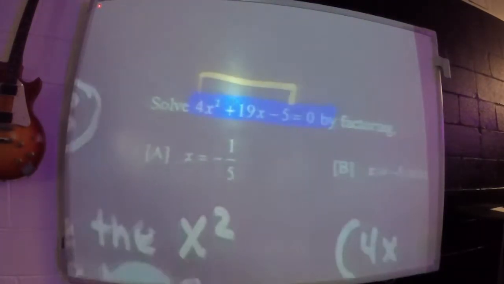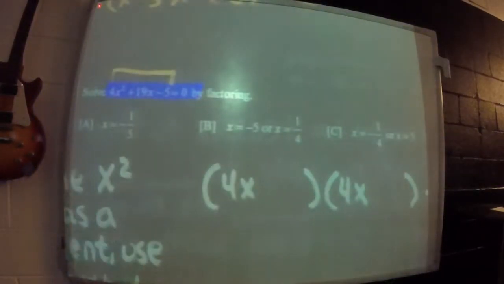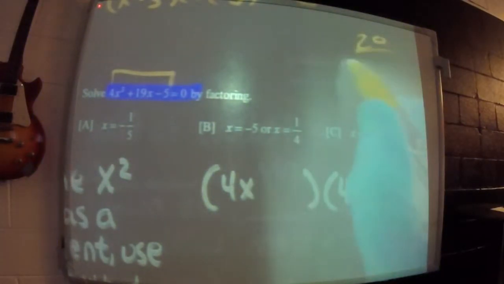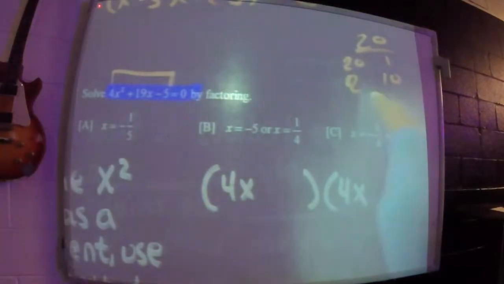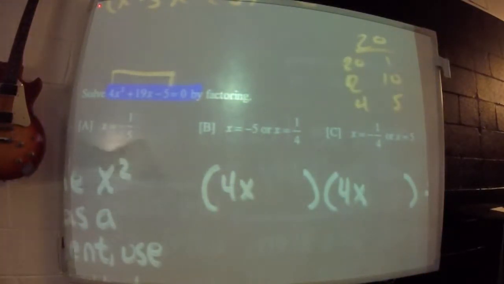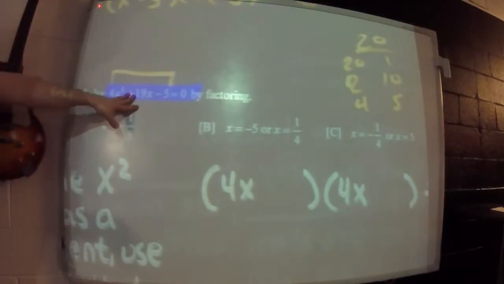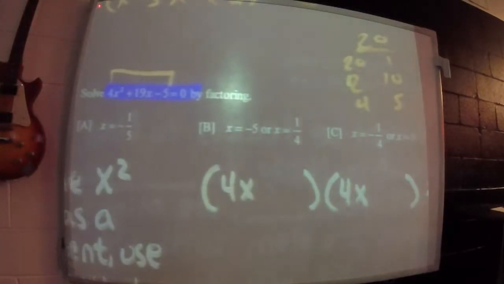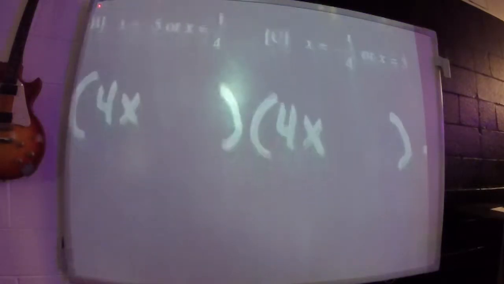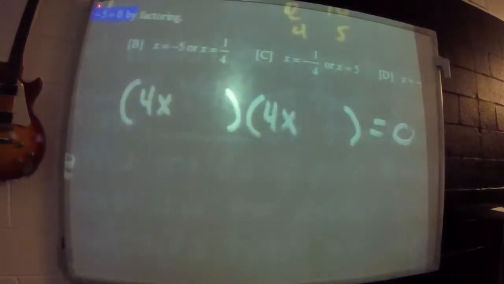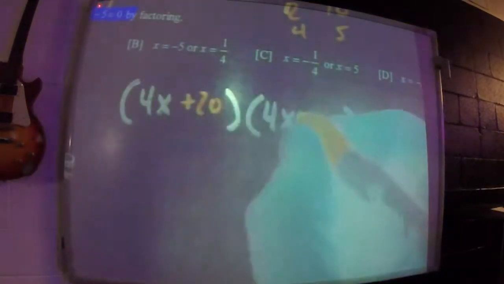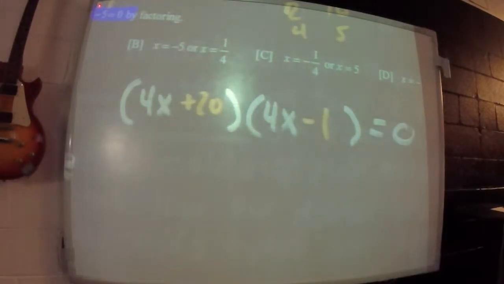So really quickly, over here, tell me all the ways I can get 20. 2 and 10, and 4 and 5. That's the only ones I can think of. I want to choose the pair that I can get a 19 out of. 20 and 1. And if I want positive 19, 20 minus 1. So I'm going to go plus 20 minus 1.